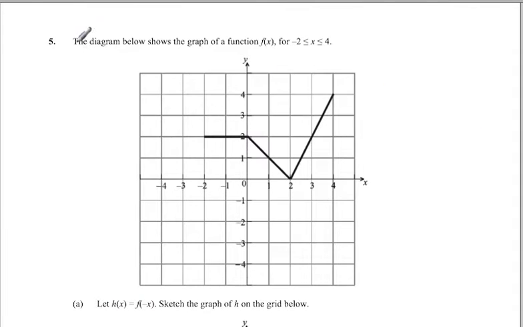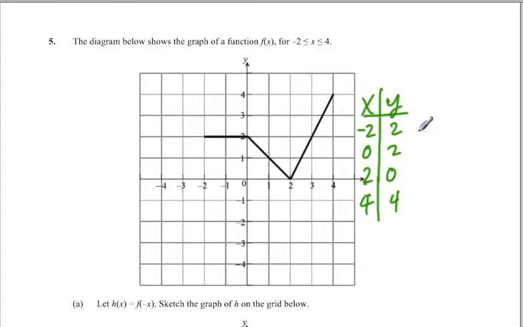Here we go. The diagram below shows our function. Let h(x) = f(-x). Sketch the graph in the grid below. Before I sketch it, observe that f(-x) is just a reflection across the y-axis. So I can just draw an xy plot. Here's an xy plot. This point is (-2, 2), this point is (0, 2), this point right here is (2, 0), and this point right here is (4, 4).